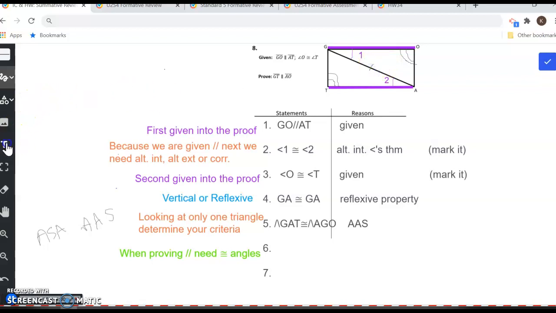Okay, and then my last 2 steps, here's where it comes in, it's a little bit different. You need to do a CPCTC to prove that angles are congruent. The only angles that are not marked already in the picture are angles TGA and angle OAG. Now I'm able to go ahead and state that my lines are parallel by converse.